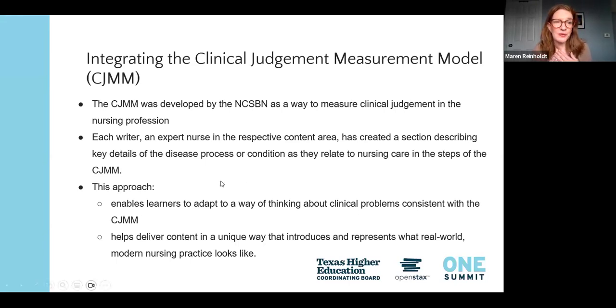For example, I wrote the cerebrovascular chapter, and the recognizing and analyzing cues section included recognizing stroke symptoms with the FAST algorithm: facial droop, slurred speech, decreased arm strength, particularly on one side of the body. And then we talk further in analyzing those cues. The nurse weighs them against their knowledge of the specific disease processes and specific client details to figure out what exactly could be going on.